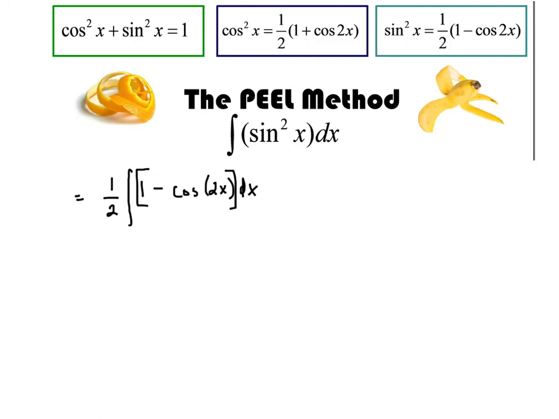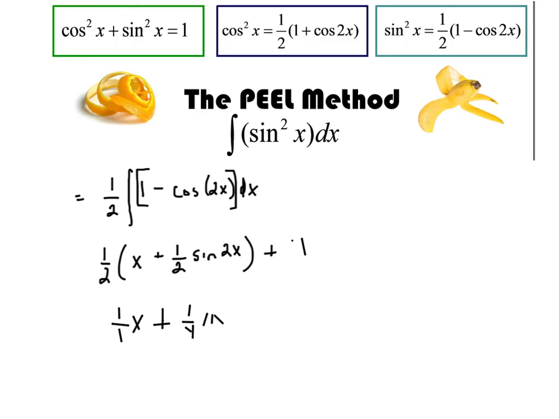That. We integrate. I'm going to leave the 1/2 up front. We have x plus 1/2 sine of 2x plus a constant. Multiply the 1/2 in, we have 1/2 x plus 1/4 sine of 2x plus c. Like that. Okay. So using some of our trig identities, we can make some kind of hard integrals easier.